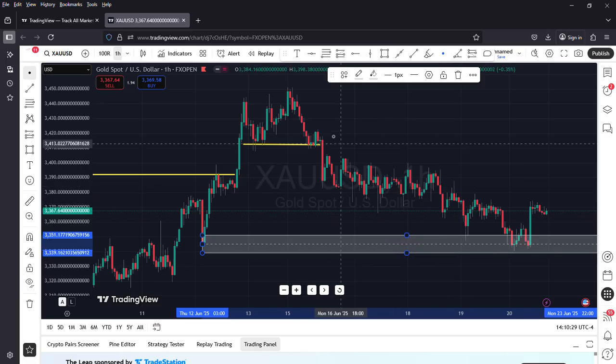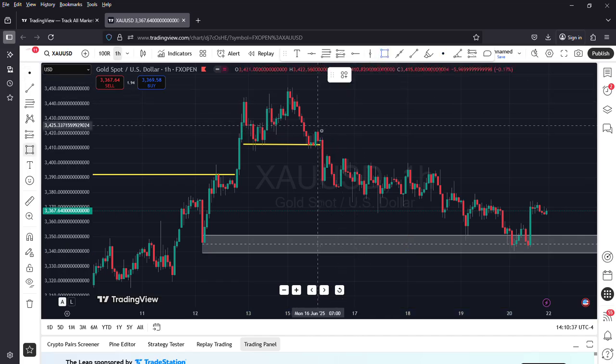Going down to the lower time frame on the selling side, we find that the market has a bearish order block here.